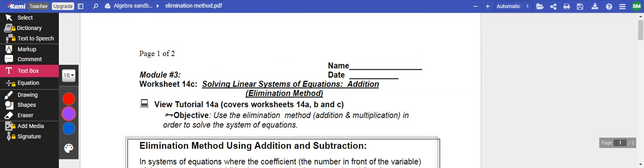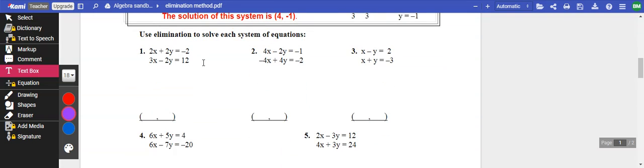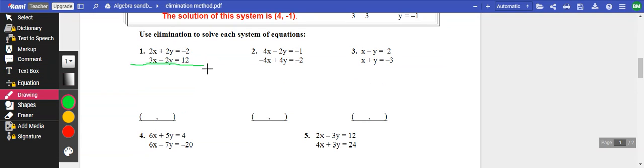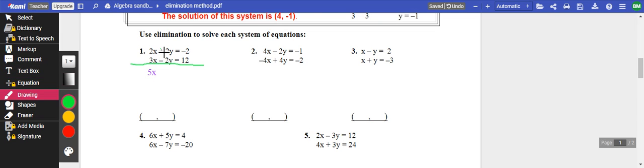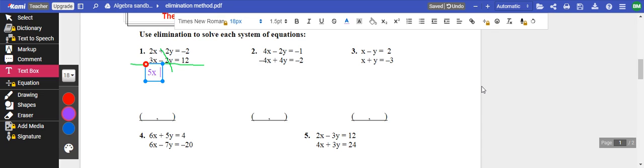We'll do it slower. I'm going to change where we're going to do it. I'm going to do this one right here, number 1. Again, I'm adding these straight down. So 2x plus 3x is 5x. The y's cancel, or eliminate, that's the elimination method. And it equals 12 minus 2, which is 10. Now I'm just dividing by 5 on both sides.